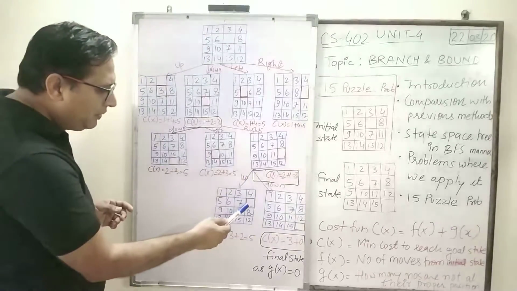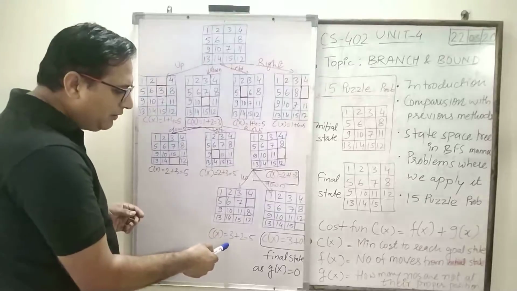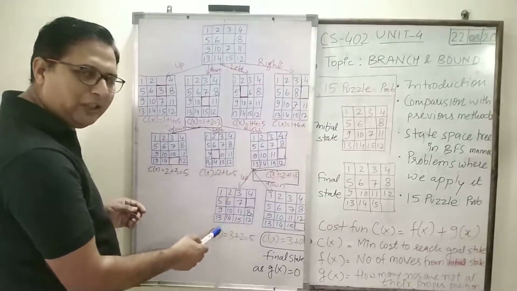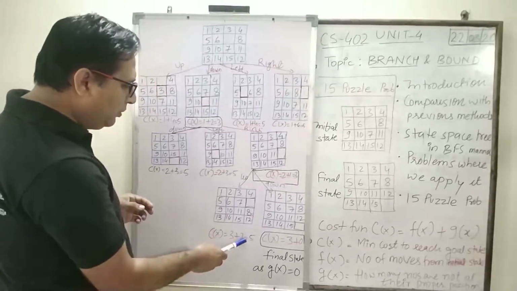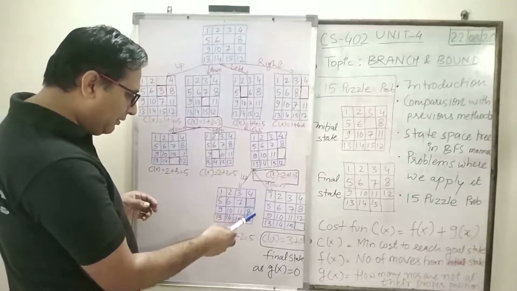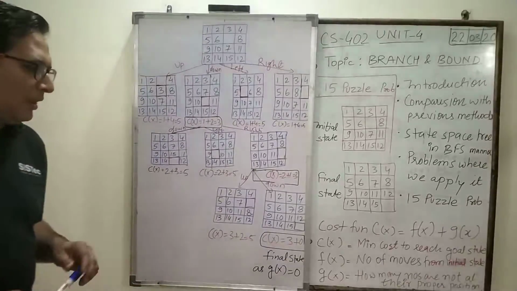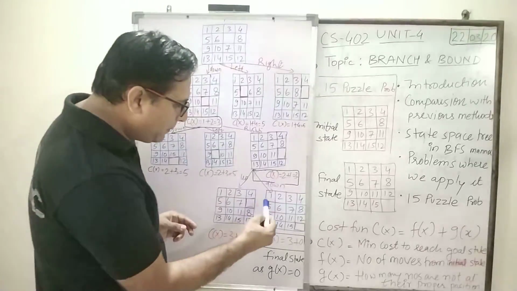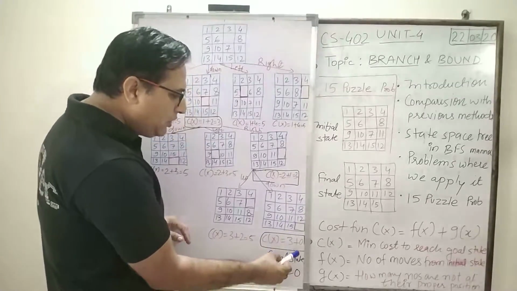Here for the up movement, at the third state we have moved 3 times, so f of x value will be 3. And for g of x value we can see that 8 and 12 are not at their proper position, so g of x value will be 5. Now for down movement, the f of x value will be 3, but g of x value is 0.